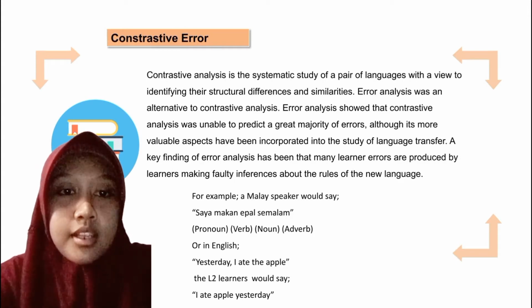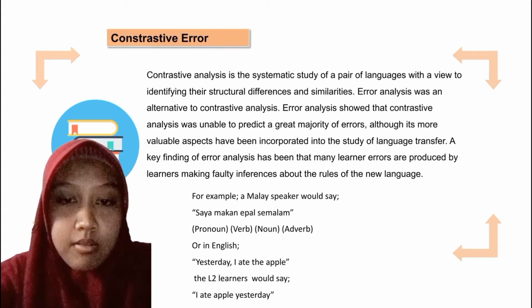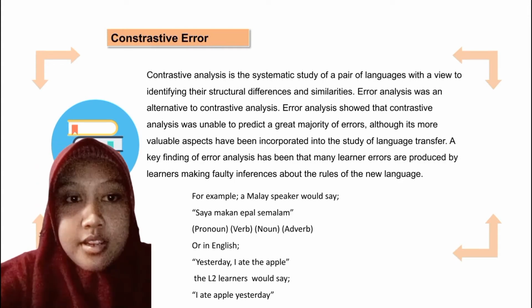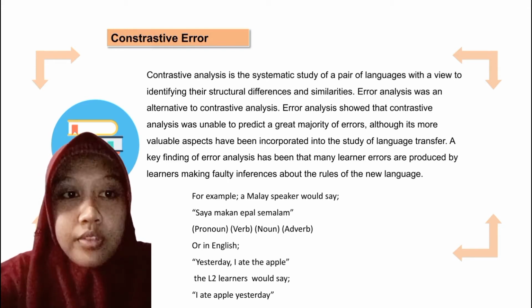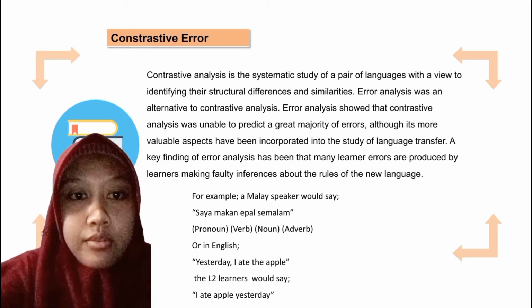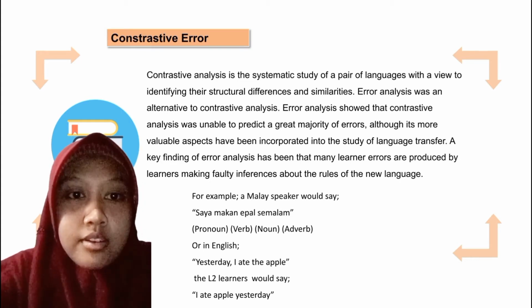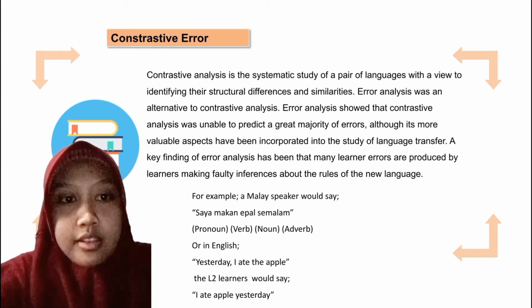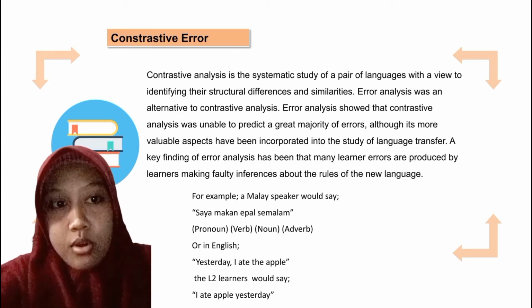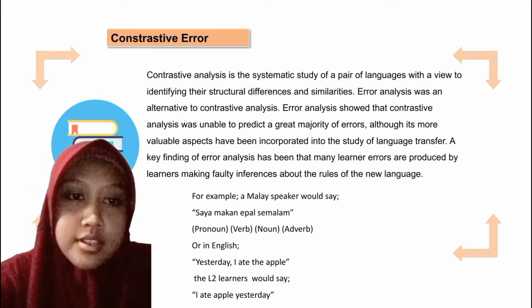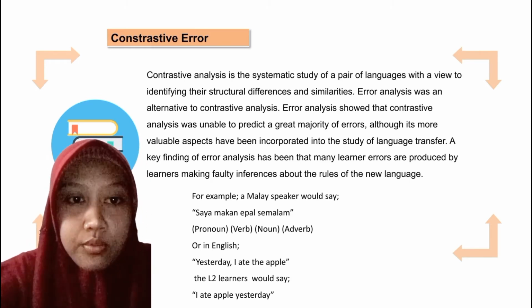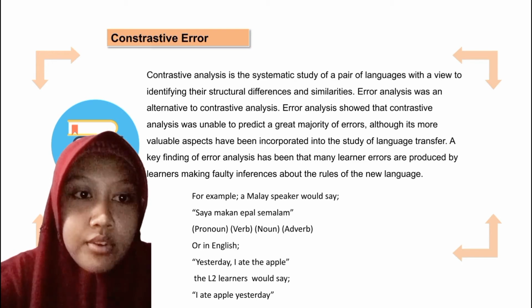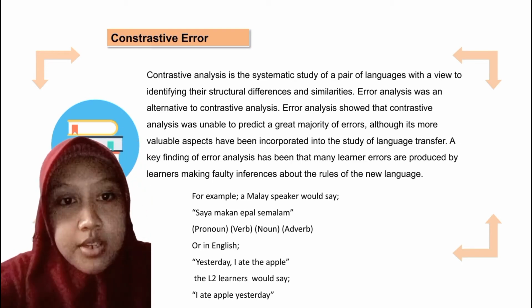The next material is contrastive error. Contrastive analysis is the systematic study of a pair of languages with a view to identify their structural differences and similarities. The goals of contrastive analysis can be stated as follows: to make foreign language teaching more effective, to find out the difference between the first language and the target language.